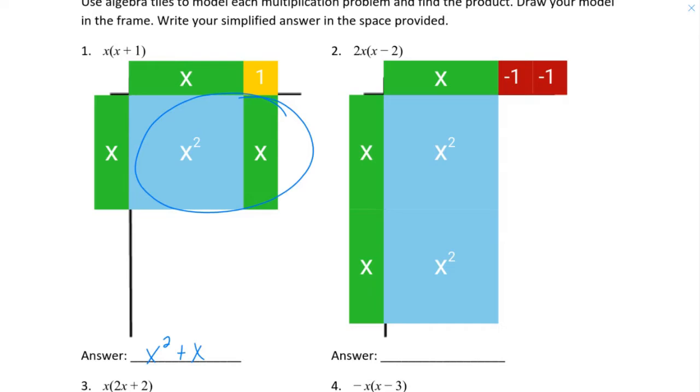Here's where, again, we start to get a little bit tricky, and we have to pay attention. For this part right here, we're taking a positive times a negative. That's going to give us a negative x as part of our product. And you'll see that will be true with all these others here as well, because we're taking a positive times a negative.